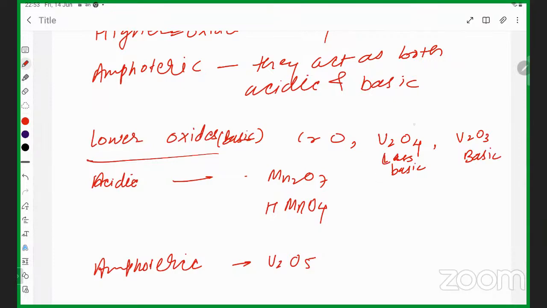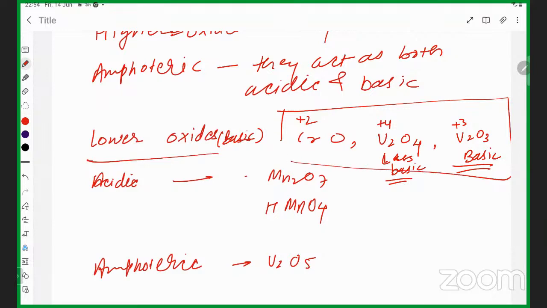So as you will see, the oxidation state is increasing, 4 to the 8 by 2, plus 4. So this is less basic. Here is plus 3, this is basic, plus 2. So lower oxides, you see 2, 3, 4, they are the basic.